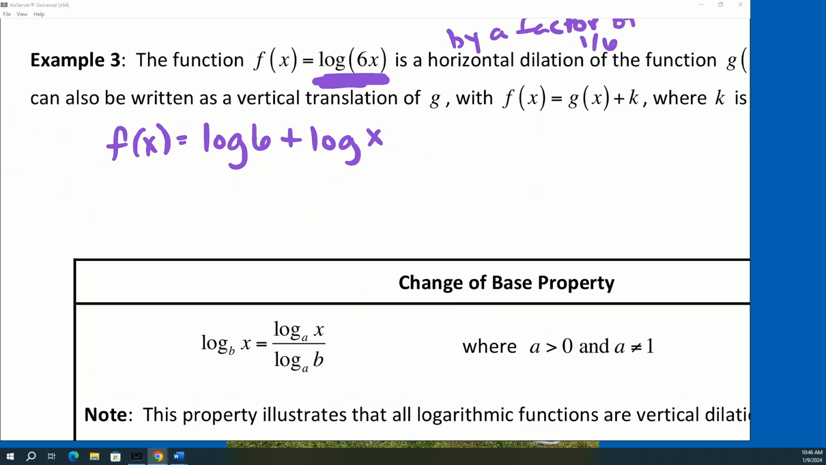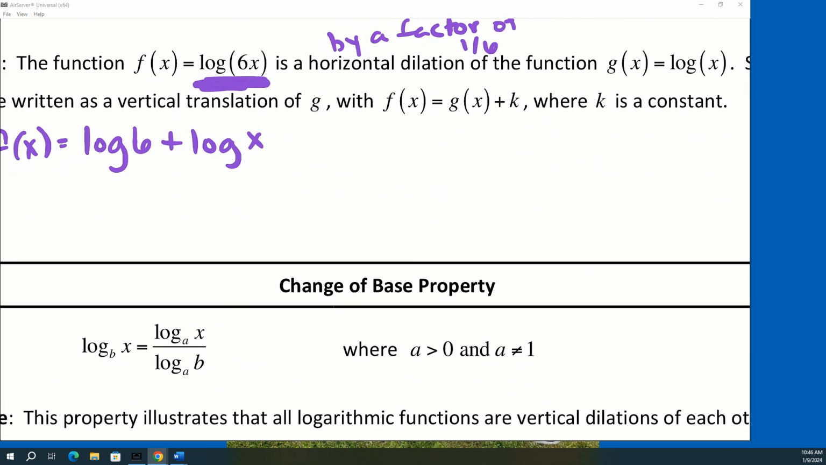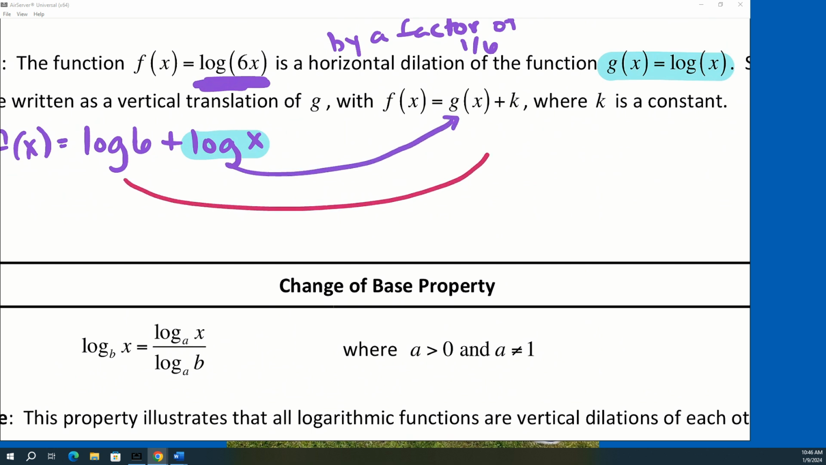And we're pretty much finished. We just have to answer the question. And so g of x is log of x. So this basically is that. So that's going to make k log of 6. Log of 6 is a constant. I typed it last period. It's 0.7781512504. So it's just a value that's being added to that other logarithm. All right, any questions on that?